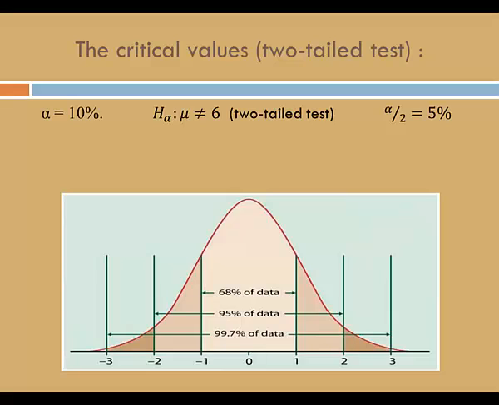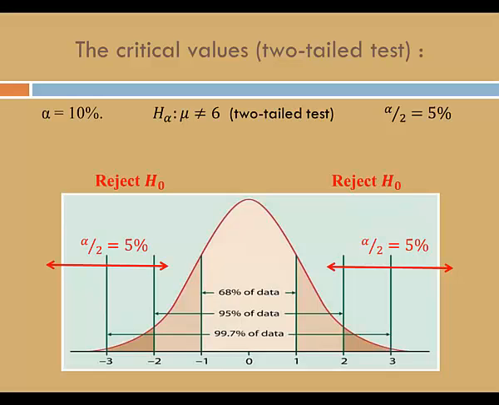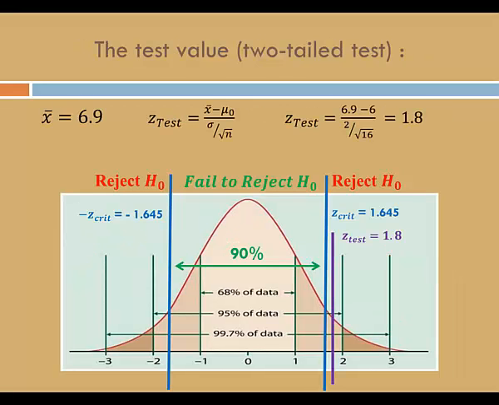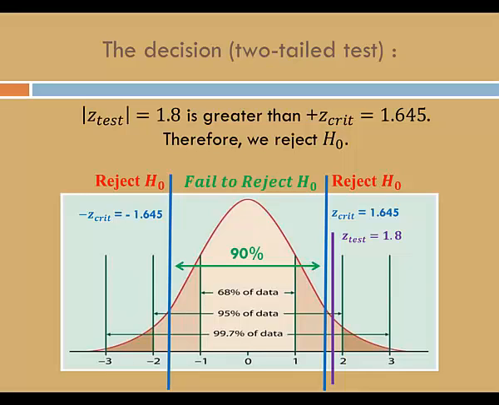Consider the alternative hypothesis mu does not equal 6. If our level of significance is 10%, we'll split that, put 5% in each tail. These are our rejection regions. In the middle lies the region where we fail to reject the null hypothesis. The critical values that separate the middle 90% are plus or minus 1.645. Z-test is 1.8, which falls in the rejection region on the right. Therefore, we reject H0.